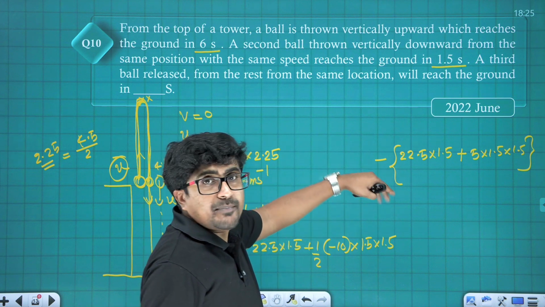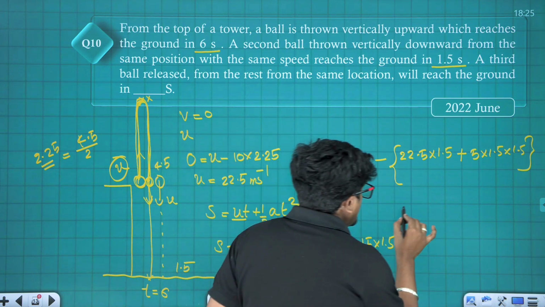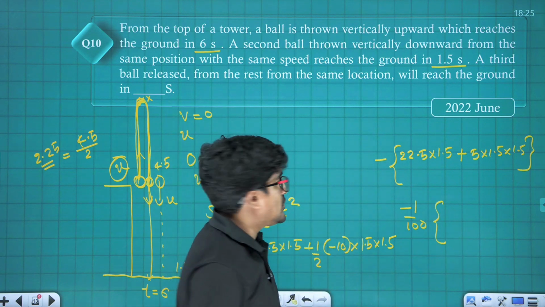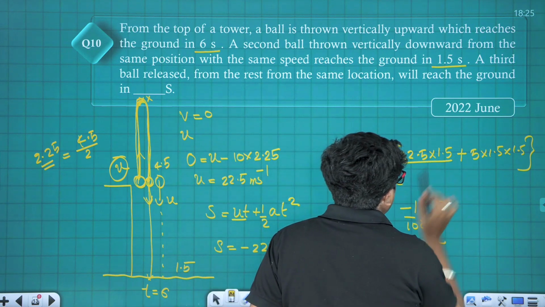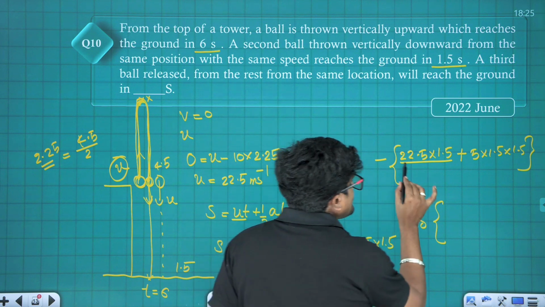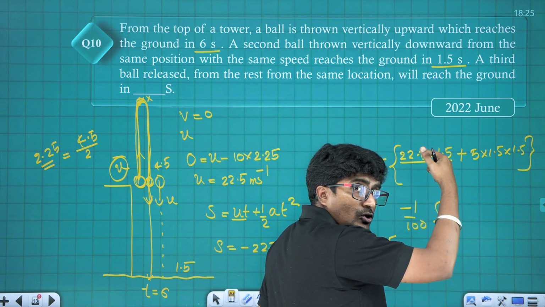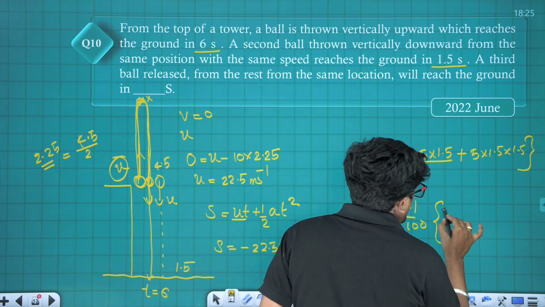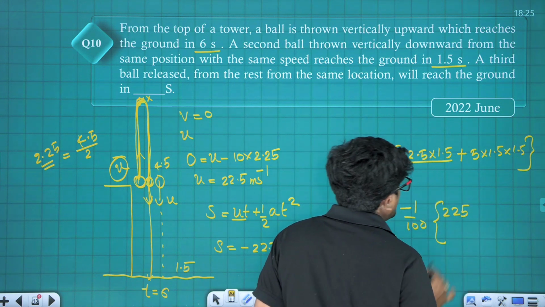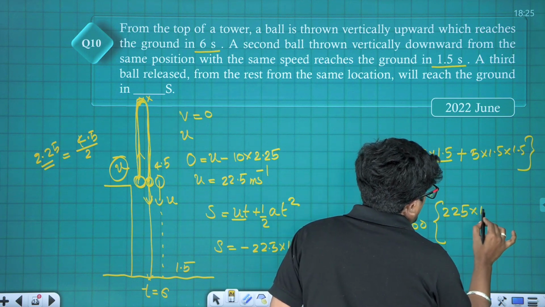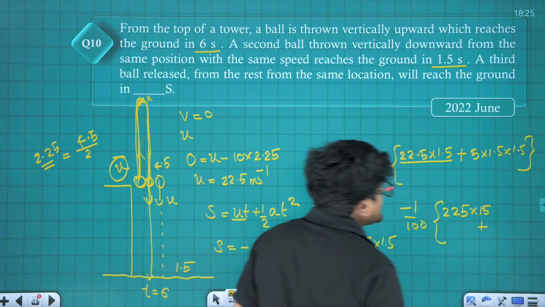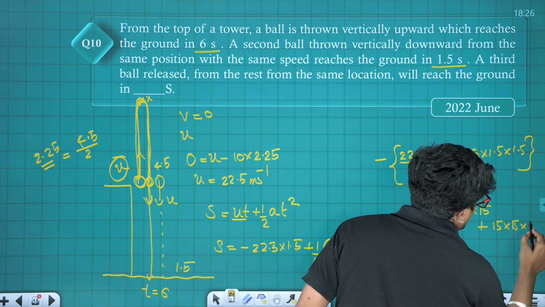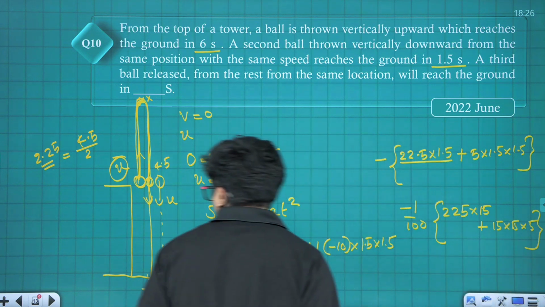Now, if I multiply by 100 on the top and the bottom, I can have it as minus 1 by 100. I multiplied 100 on the top as well as the bottom. So here I am going to get 225 into 15 plus 15 into 15 into 5. It's going to be like this.